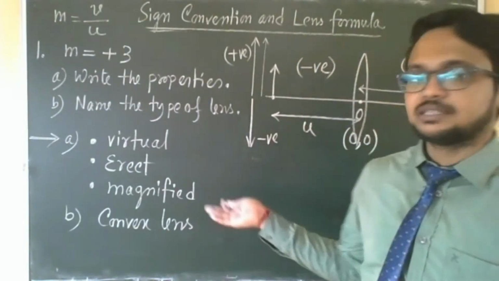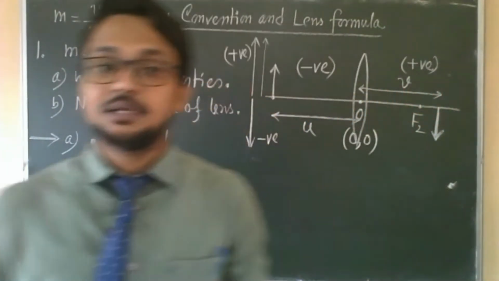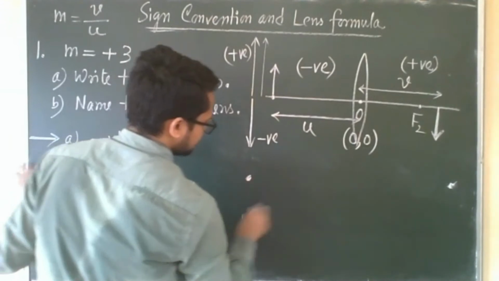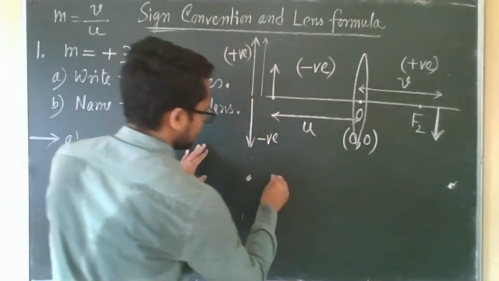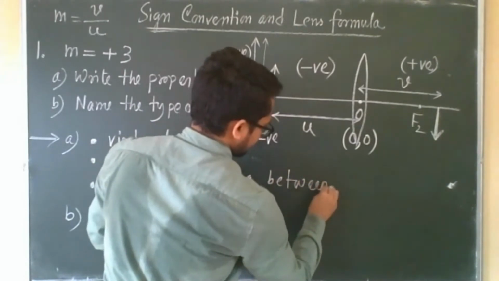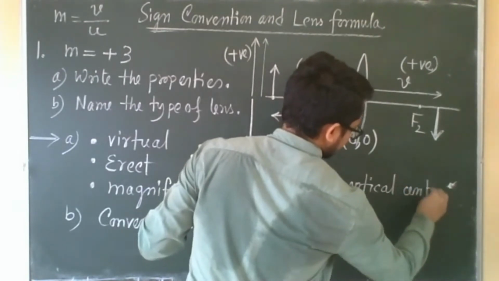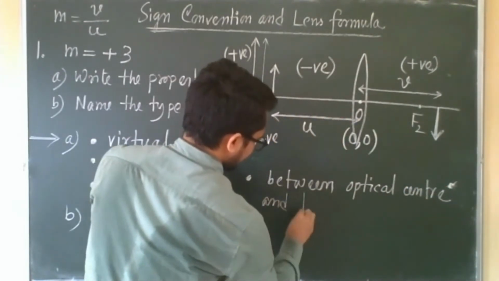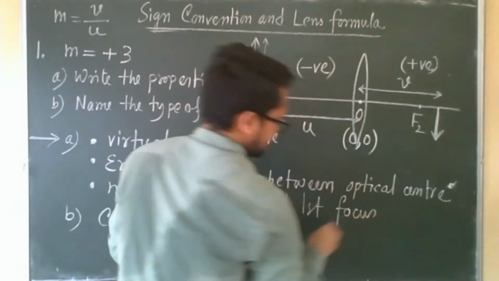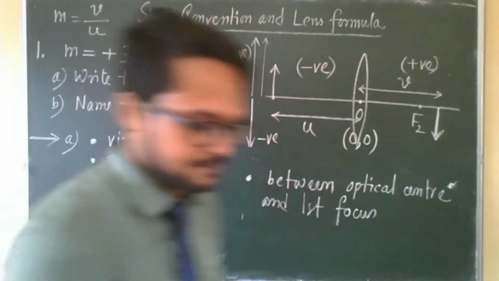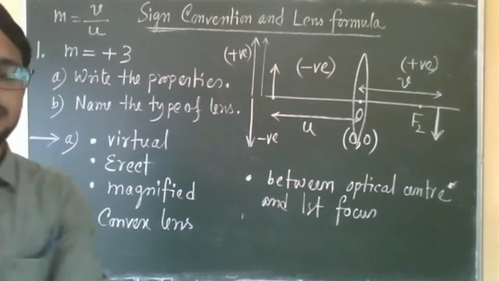After that, if you are asked what is the position of the object: for a convex lens, you will get a virtual and magnified image where the object is placed between the optical center and first focus. You don't have to calculate anything, just from the value and the sign, we can write all those things. Clear? Understood? So this is one question.